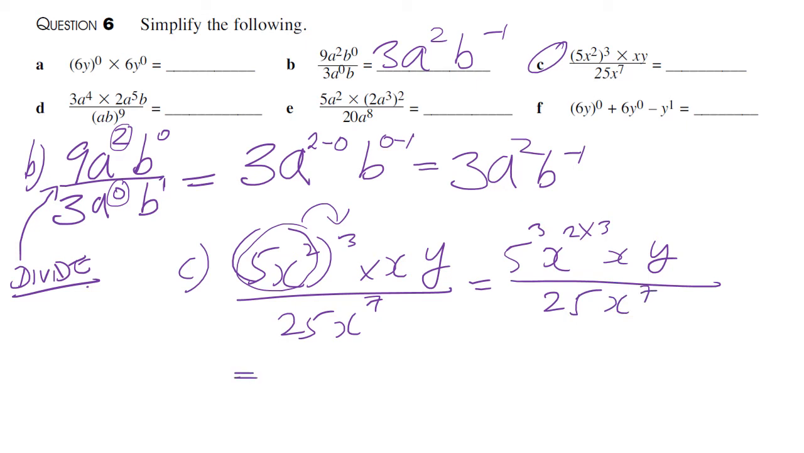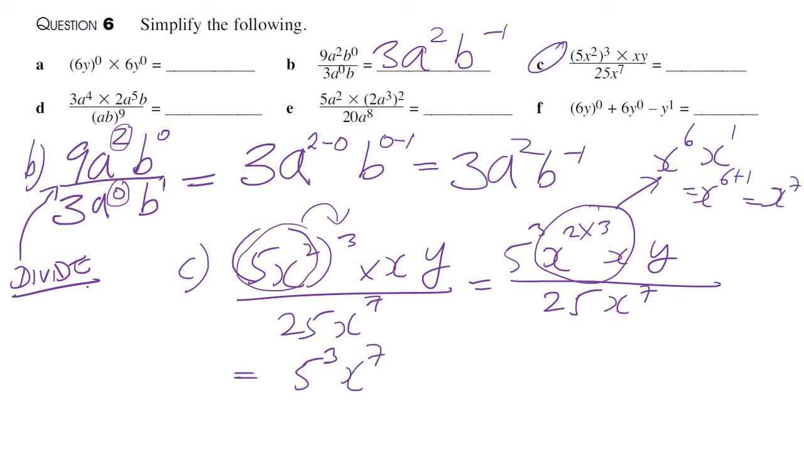Okay, let's see what that would become. 5 to the power of 3 is just 5 to the power of 3. X to the power of 2 times 3 is x to the power of 6. Then I multiply by another x. Right, so let's have a look at this bit. That's x to the power of 6 times x, right? Times x is just x to the power of 1, which means I can just add the power of 6 plus 1, which is x to the power of 7. So x to the power of 7. Y stays by itself, over 25x to the power of 7.